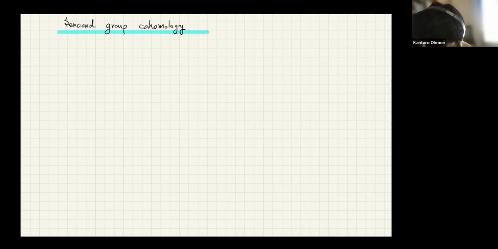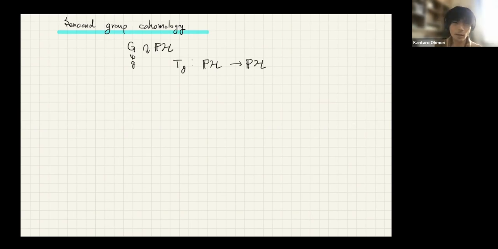Okay, so now let's assume abstractly that we have some group acting on the projective Hilbert space. For each element G, we have T_G acting on PH, from PH to PH. This symmetry transformation respects the group multiplication law, so T_G1 T_G2 equals T_(G1 G2).